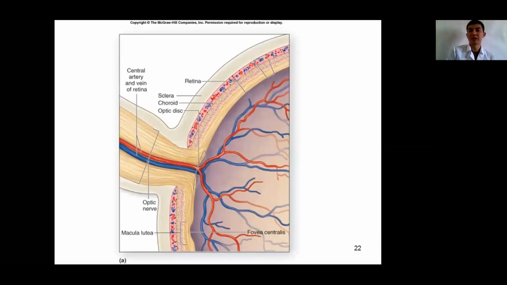And posteriorly, the sclera, as you see, transitions into the covering. Posteriorly, it fuses with the meninges of the brain that cover the optic nerve. This region is characterized by the fusion of the optic nerve coverings: dura mater, arachnoid, and pia mater. All three coverings are present here and fuse with the sclera in the posterior part of the eyeball.